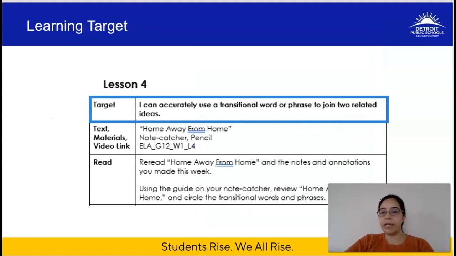The learning target for today is for you to be able to accurately use a transitional word or phrase to join two related ideas.